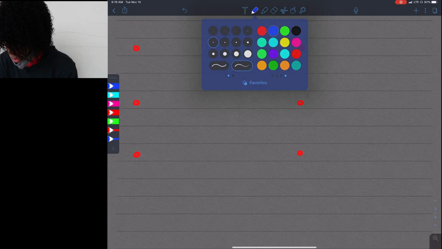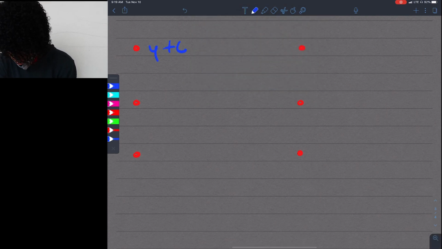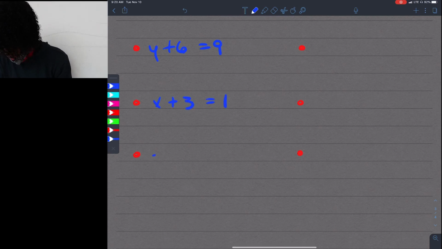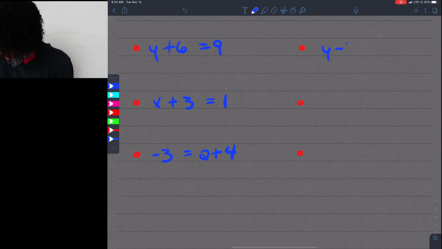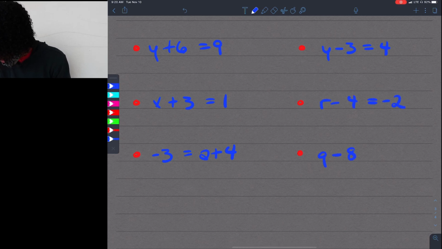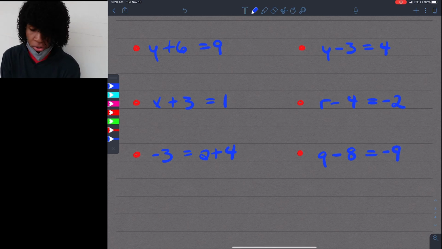So let's do y plus 6 equals 9, x plus 3 equals 1, negative 3 equals a plus 4. Don't be fooled by this one being a little rearranged. It's the same process, no different. Y minus 3 equals 4, r minus 4 equals negative 2, and q minus 8 equals negative 9, okay? So you can work these out on your own.